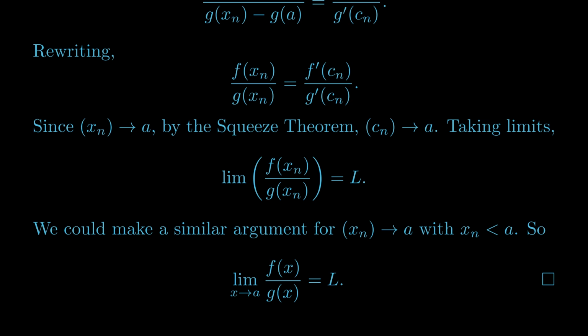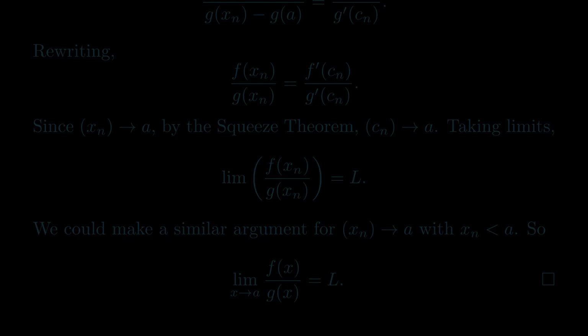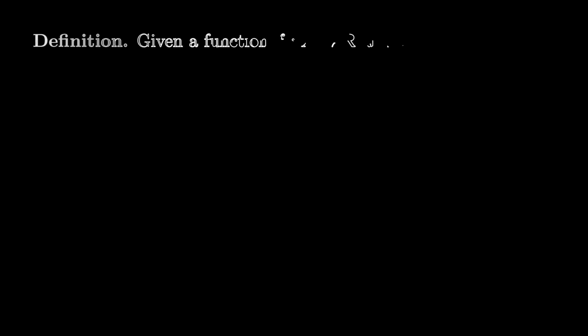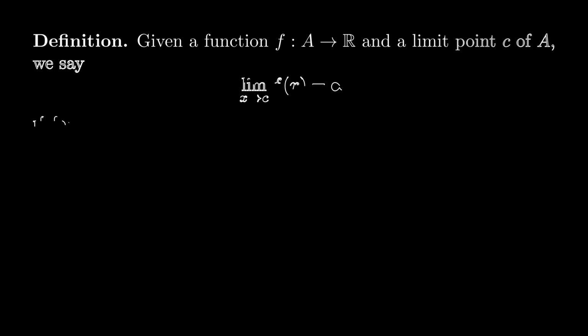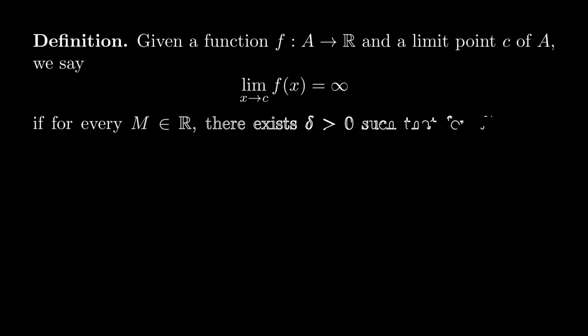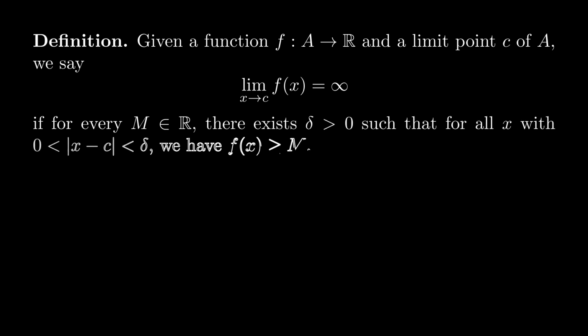We briefly discussed limits equaling infinity, but let's write down that definition. Given a function f from A to R and a limit point c of A, we say that the limit as x approaches c of f of x equals infinity if, for every real number M, there exists a delta greater than 0, such that for all x with 0 less than the absolute value of x minus c less than delta, we have that f of x is greater than or equal to M. So this infinite limit definition replaces our epsilon window that we're required to be within with a real number threshold that we're required to be above.